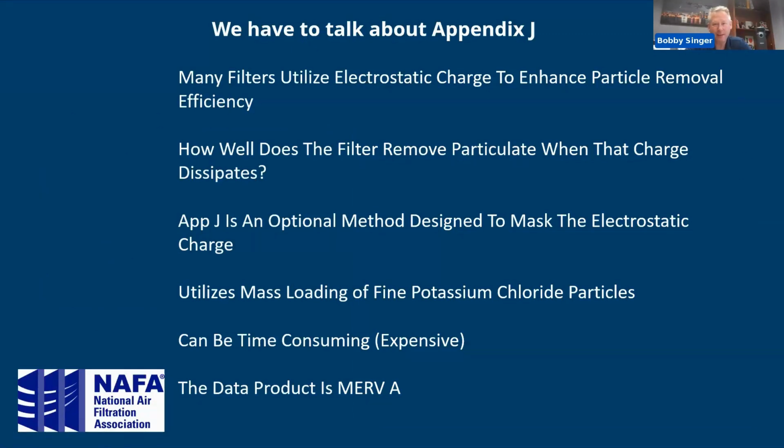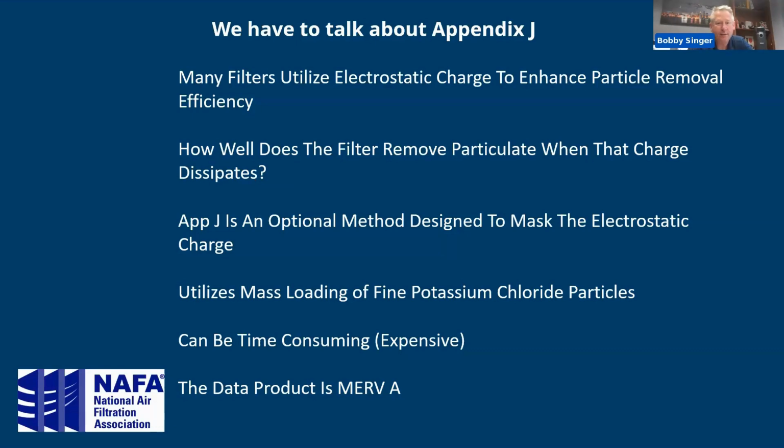We do have to talk about Appendix J. It's kind of become a big deal in the last few years. Many filters will utilize electrostatic charge to enhance particle removal efficiency, and it's able to do that while maintaining a low pressure drop. That's the beauty of the electrostatic charge. If there's an issue with it, it's that charge will dissipate over time to some degree.